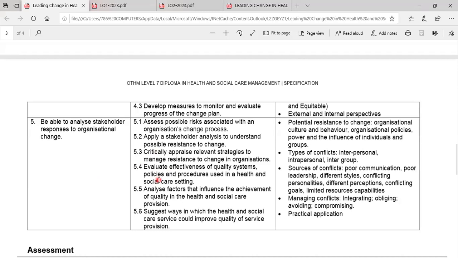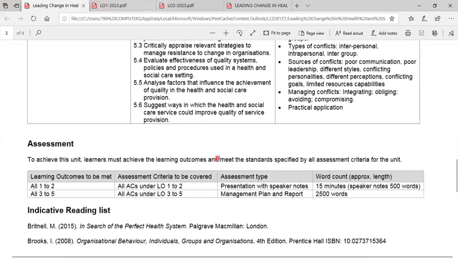Obviously, every stakeholder has several other stakeholders also. So you have to understand that the connections are so many that you can't actually see it as a one-way thing. There are multiple more stakeholders involved. Then we'll evaluate the effectiveness of quality systems, policies, and procedures. We've talked about what policies and procedures are, and some organizations that make policies and procedures. We are analyzing factors that influence the achievement of quality in health and social care provision, and suggesting ways in which health and social care services could improve quality of service provision. These are the types and sources of conflicts that we'll talk about, with different practical applications and examples of how these conflicts could happen and how they can best be reduced.